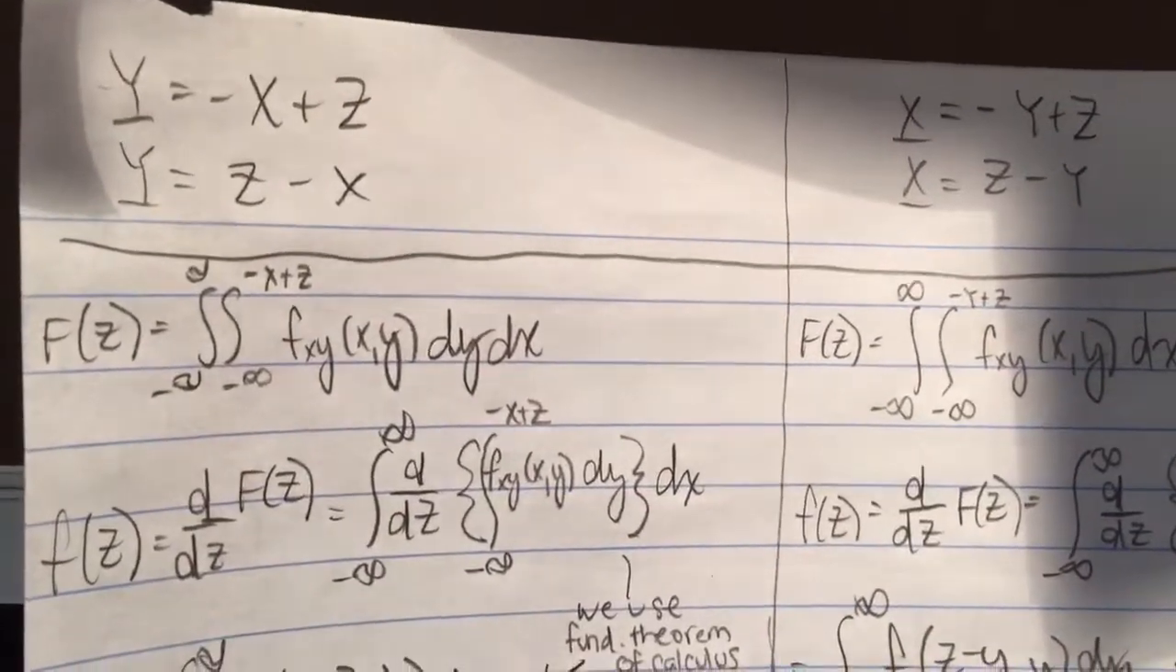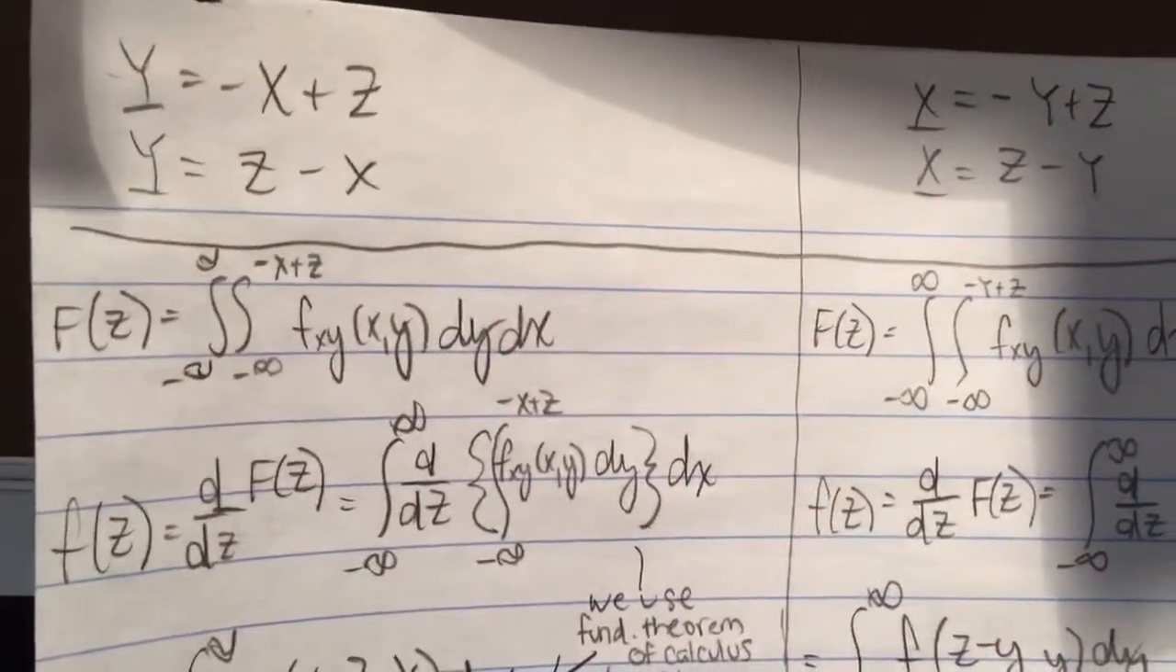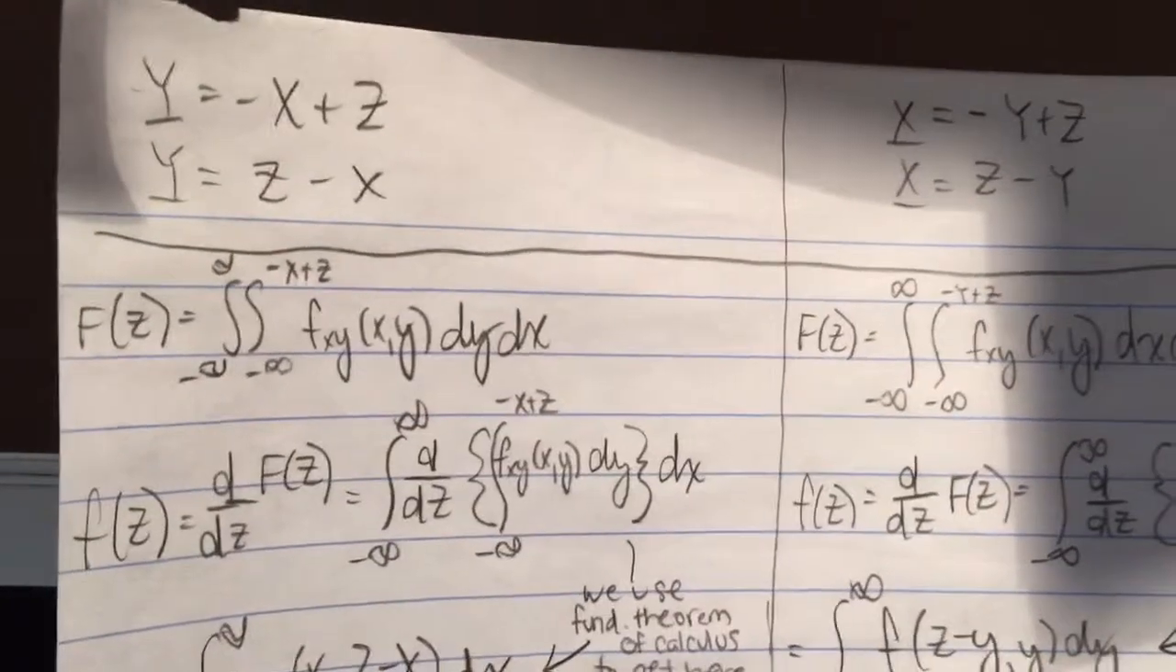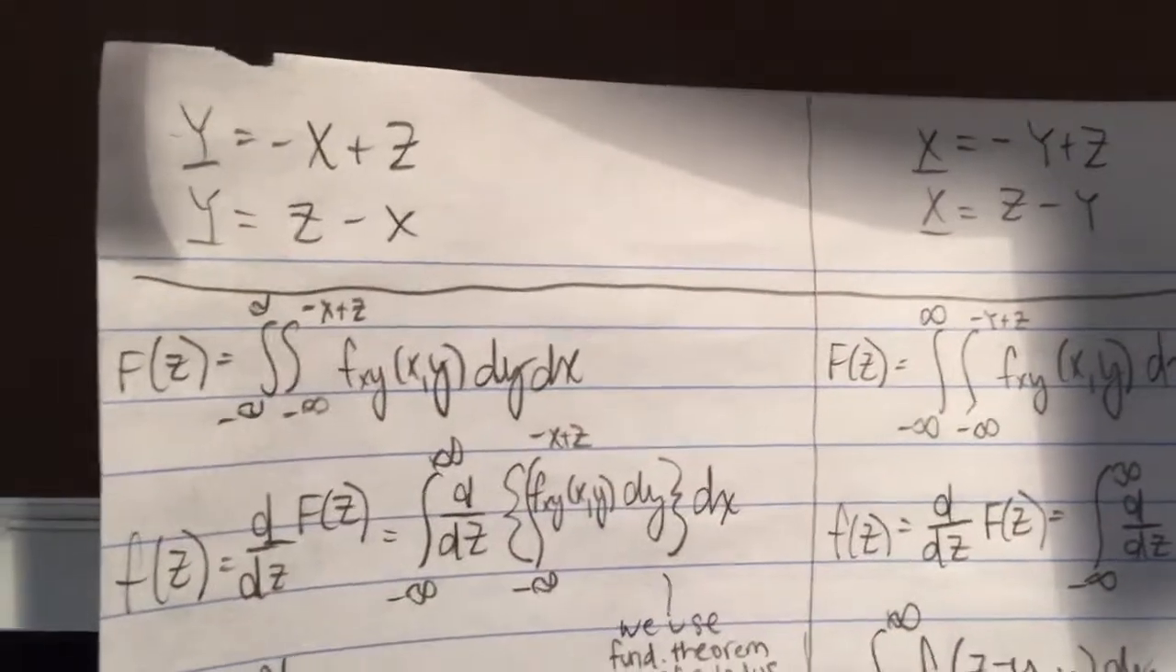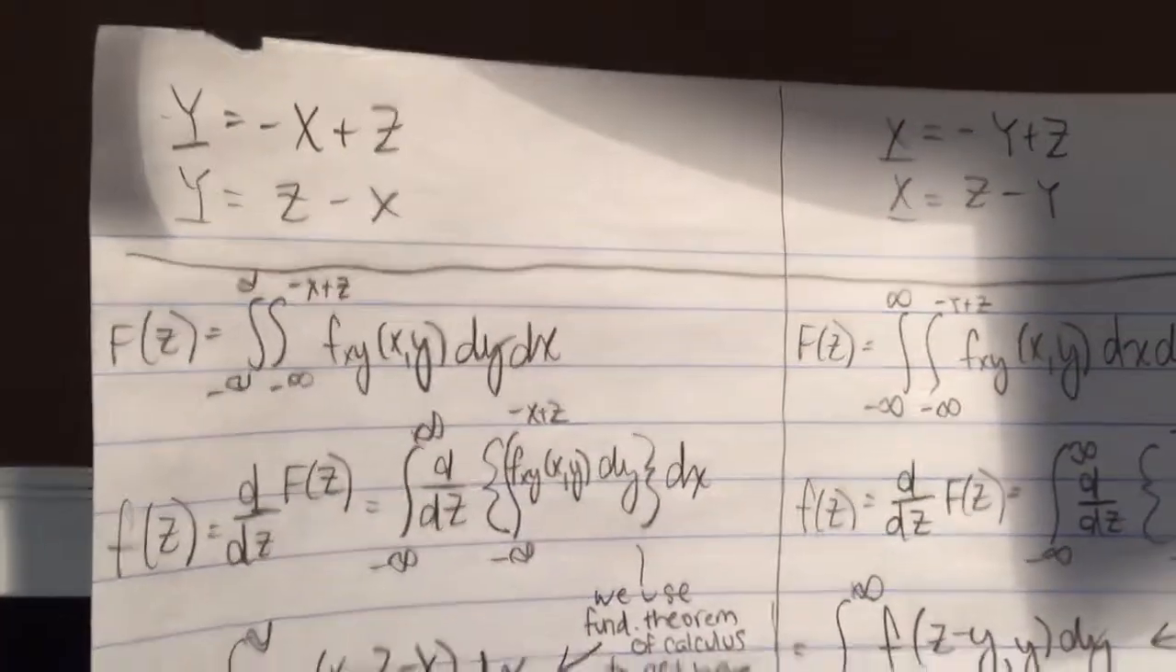So here I have y, any variable y, equal to negative x plus z. Basically, it's the same thing as z equals x plus y. I'm just switching around the variables.